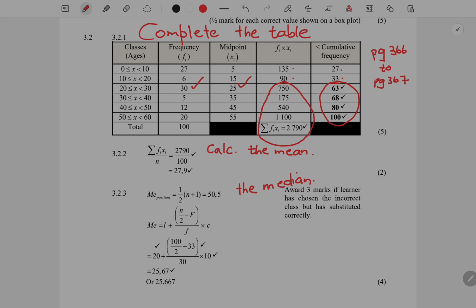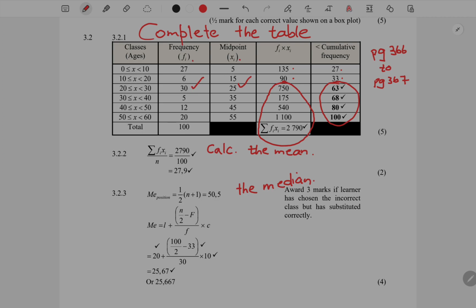Okay, so how to find 750? First of all, before you find 750, you must check how to find 135. So 135 is under this column of fi times xi. So fi is this one, then xi is this one. So how to find 135? You just press 27 times 5, then it gives you 135. Then next, 6 times 15, it gives you 90.